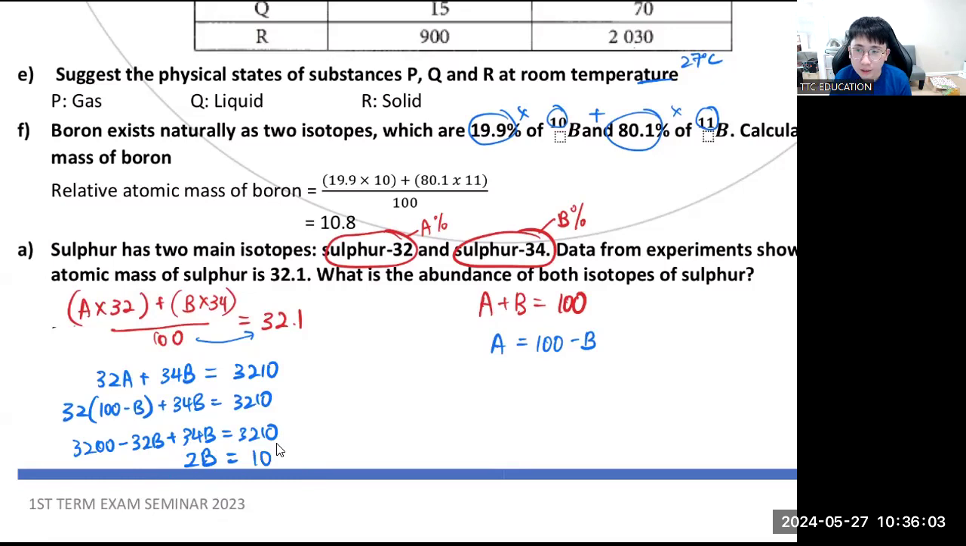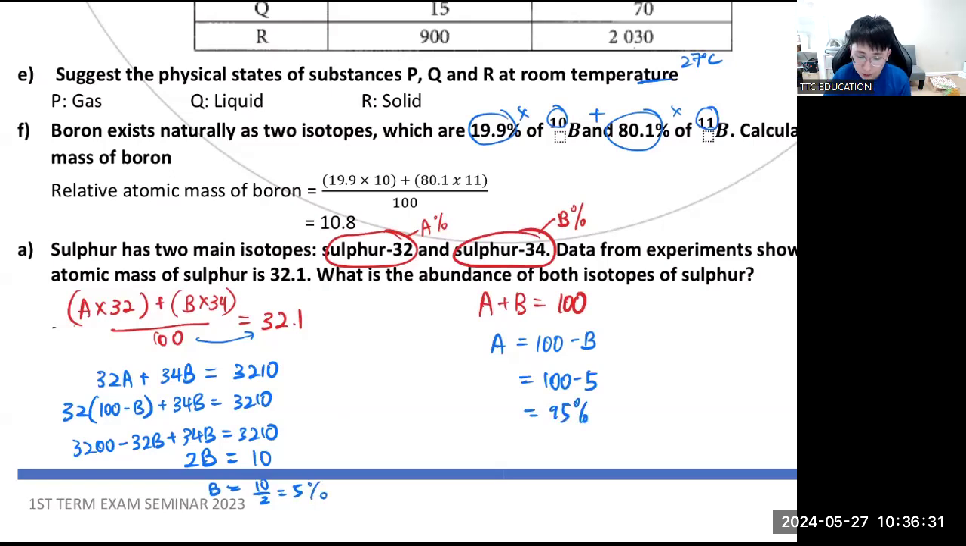So guys, I don't know whether you can do this in your head or not. I just move everything without unknowns to the right, and those with B I leave on the left lah. So now I can find B is 10 over 2, which equals 5. And if B is 5, I can substitute into A equals 100 minus 5. So A is 95% and B is 5%.